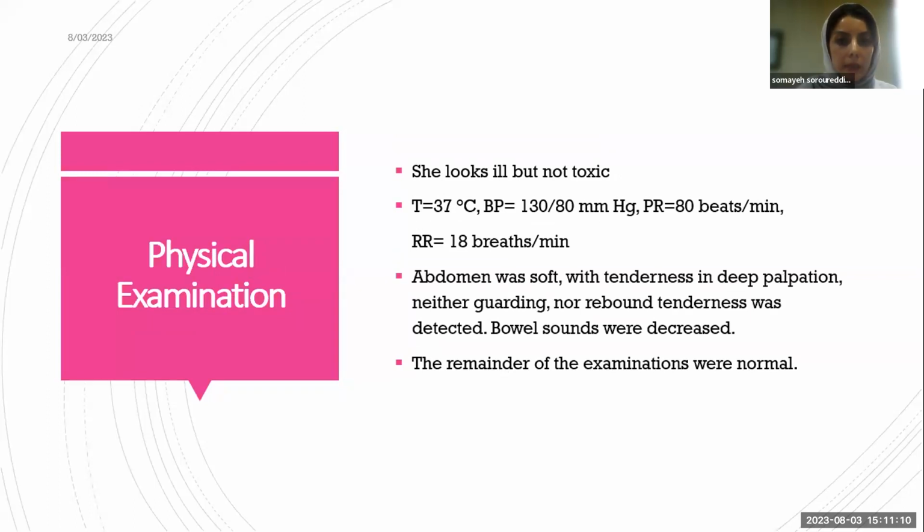On her physical examination, she looks ill, but she was not toxic. Temperature was 37 degrees, blood pressure 130/80, pulse rate was 80 beats per minute, respiratory rate 18 breaths per minute. Abdomen was soft with tenderness in deep palpation. Neither guarding nor rebound tenderness was detected. Bowel sounds were decreased. The remainder of the examination was normal.